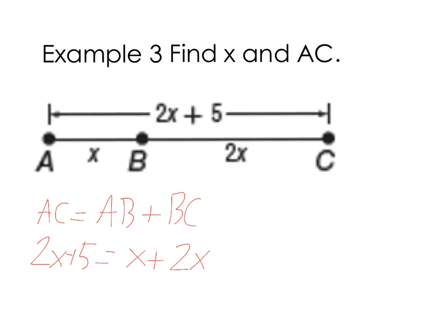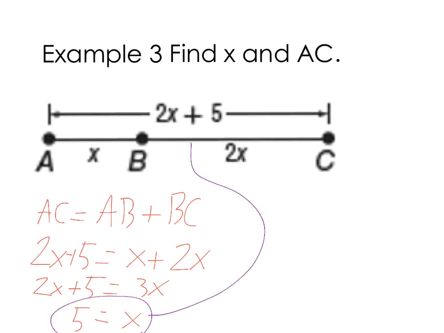Let's combine like terms. 2x plus 5 equals 3x. Subtract 2x from both sides. 5 is equal to x. So we've done part 1 of the problem. We have found what our x value is. Now, we need to take that x value and plug it in here to find our AC value. Well, 2 times 5, 10, plus 5, 15 is equal to AC.